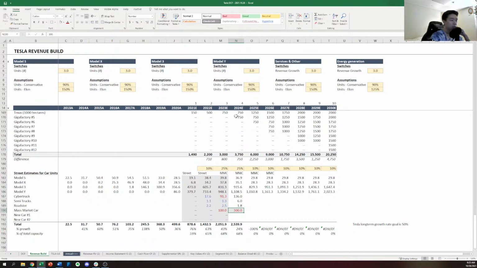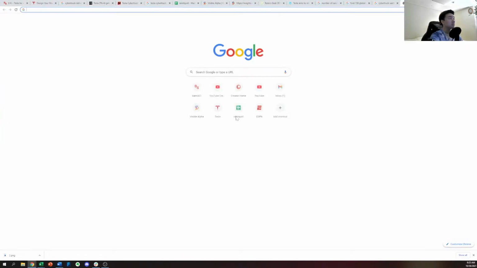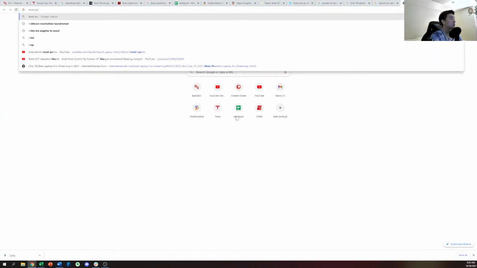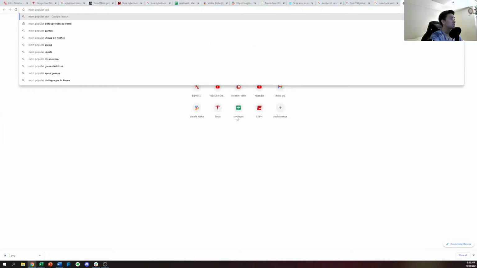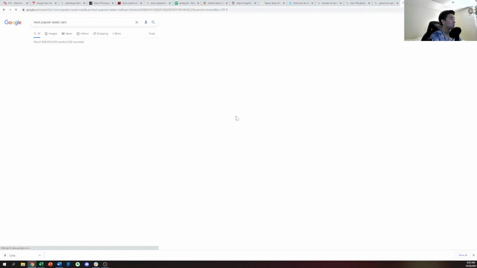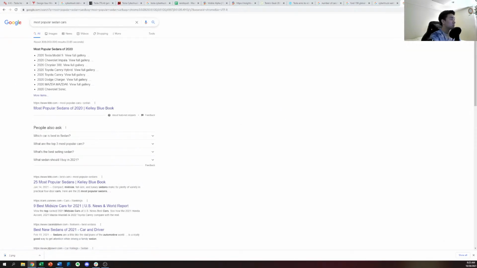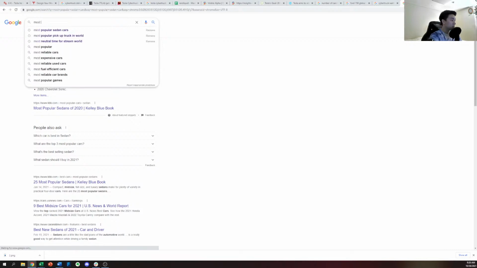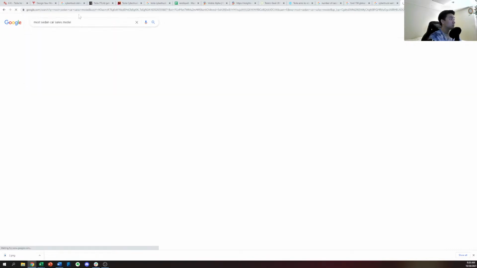Okay, wait, 300. That's only a 24% growth rate. That's pretty small. Okay, I think another good, helpful one: the most popular sedan car, or the sedan car with the most sales.